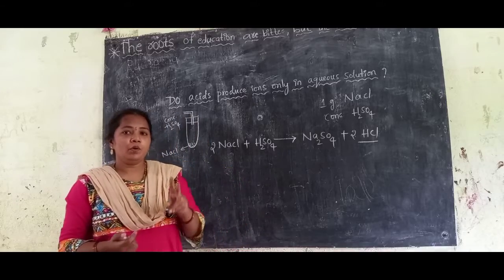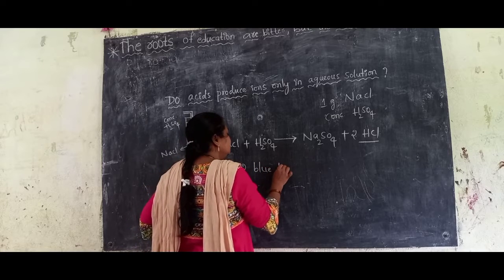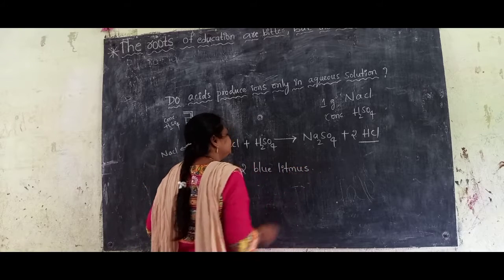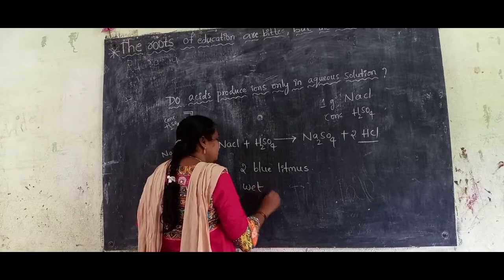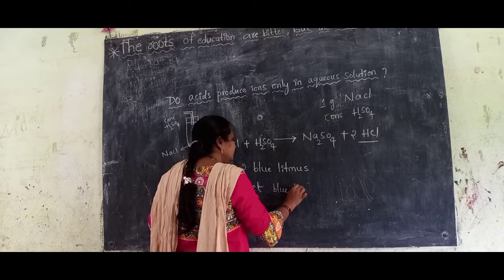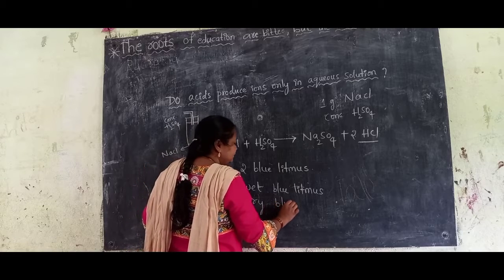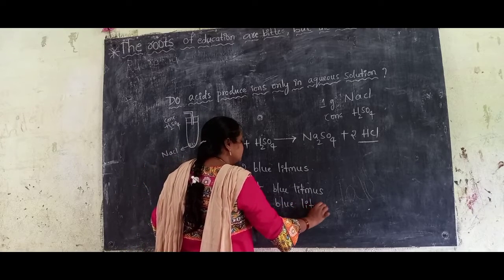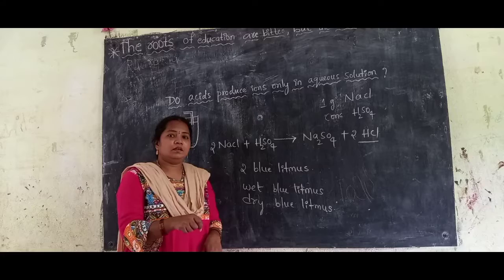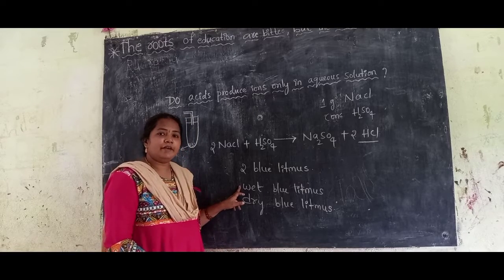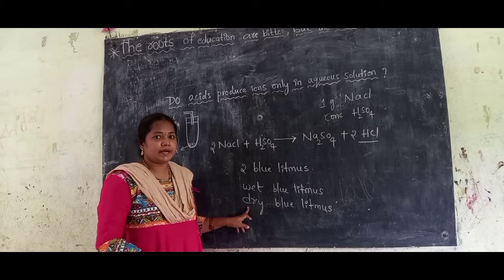You take 2 blue litmus papers. One is wet blue litmus, another one is dry blue litmus. Wet blue litmus means the blue litmus you have dipped in water. That is called wet blue litmus paper. Another one, as it is, you take the blue litmus paper in the dry condition.